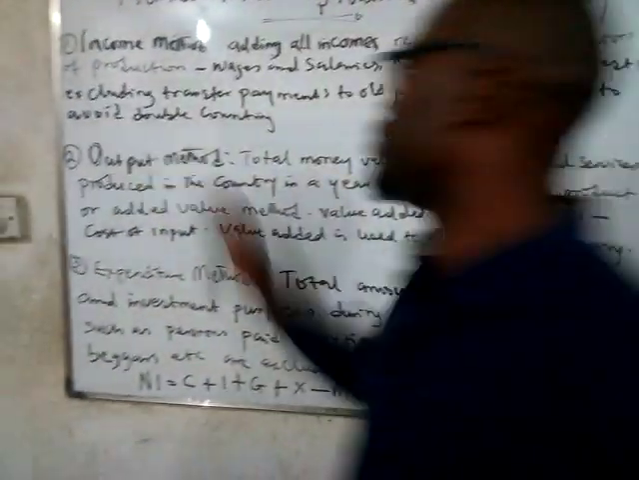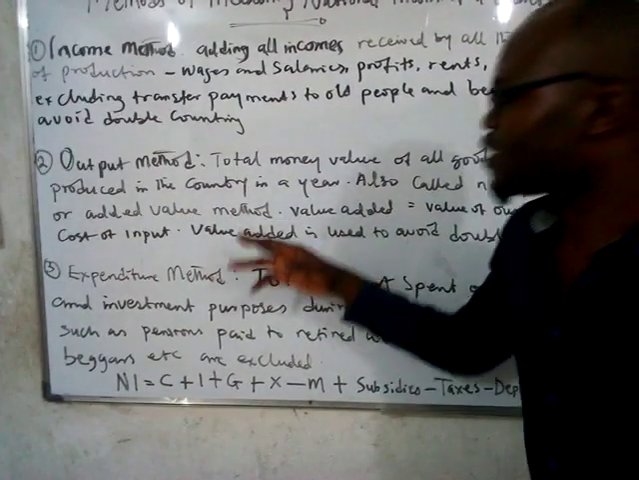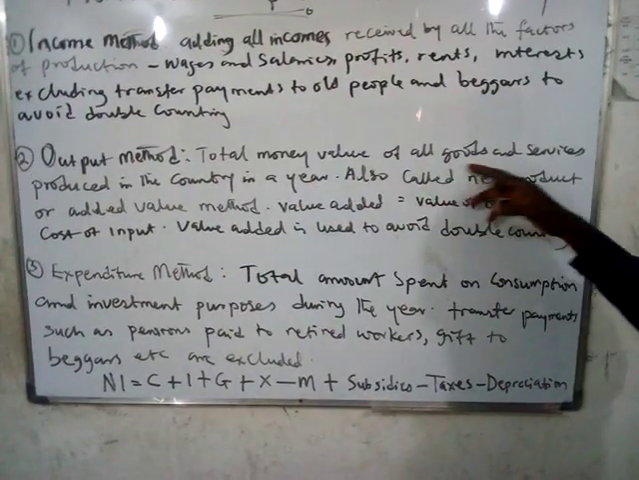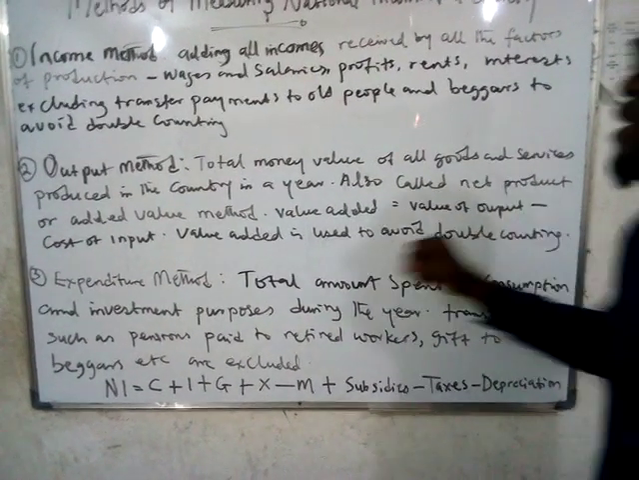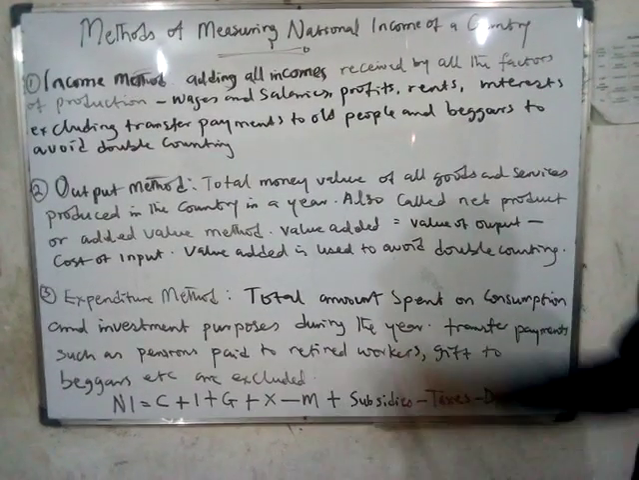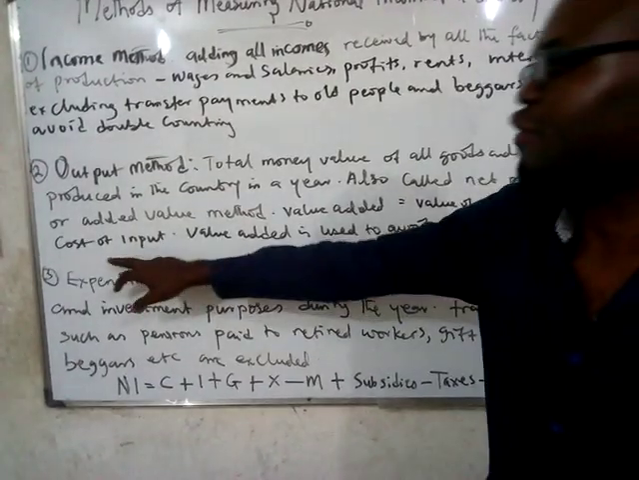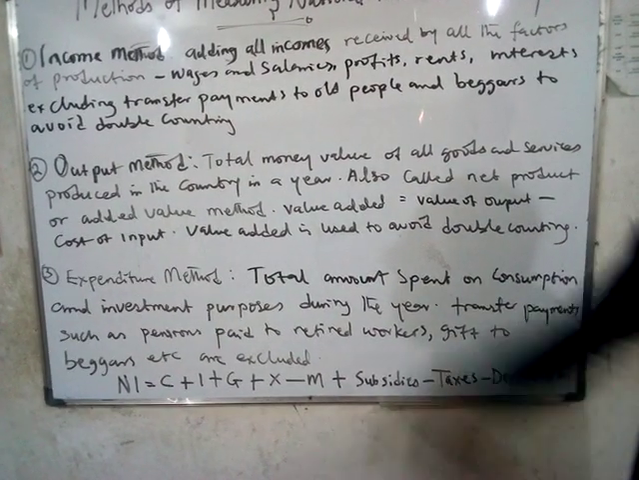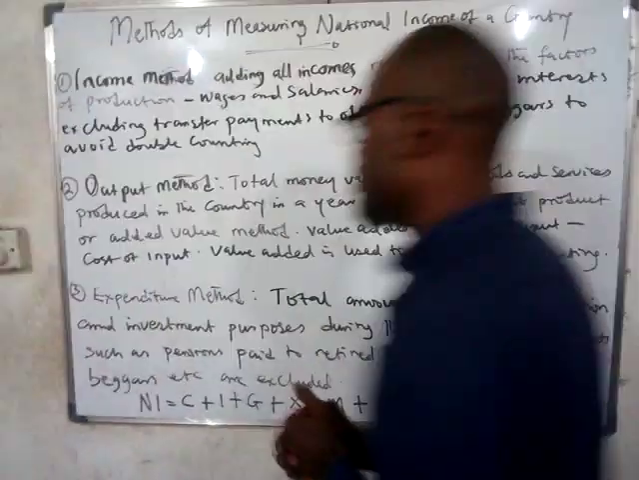Or you can use what we call the output method, which involves adding up the total money value of all goods and services produced in the country in a year. It is also called the net product or value added method. By adding value, it means you're taking the value of the output minus the cost of inputs. Value added is used to avoid double counting, so that you avoid all these inputs.